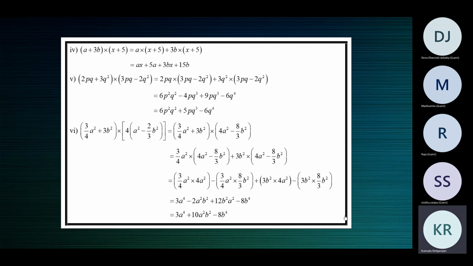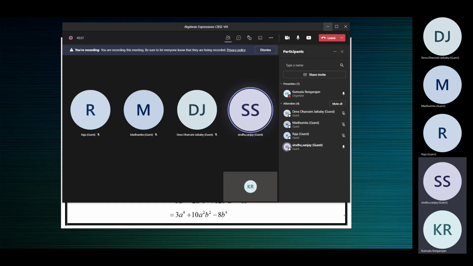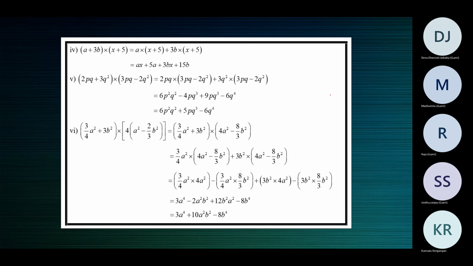Understood, children? Any doubt? Understood, ma'am. So please check your answers, the others also. Those who have not done the homework, just go through the steps on the screen and understand so that you can complete it later. Those who have completed, please check your answer, and in case there's any variation, get your doubt clarified.